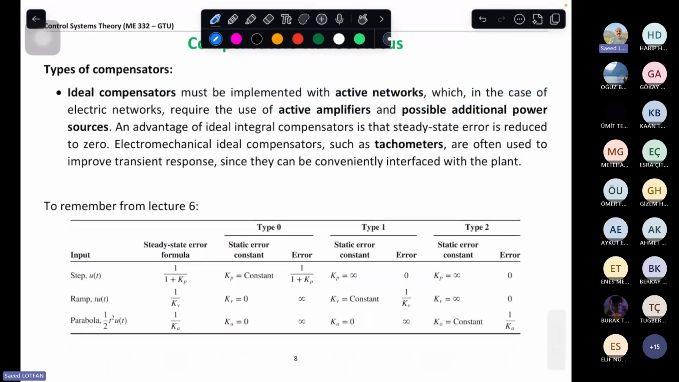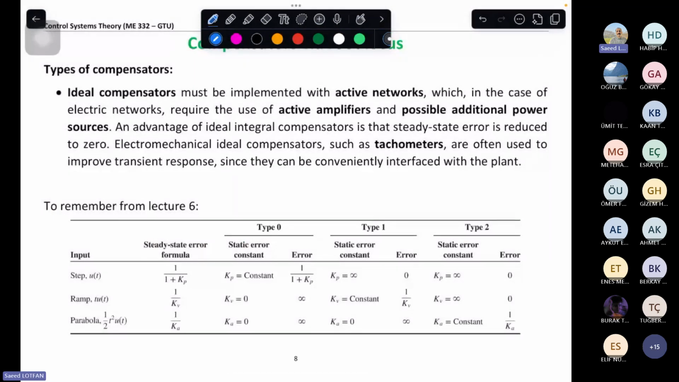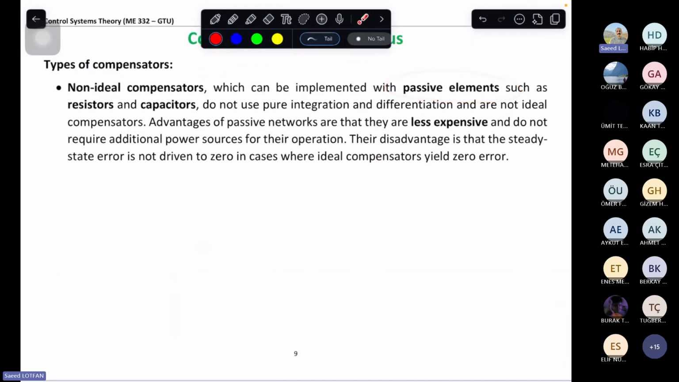So as I discussed, ideal compensators require active networks, and active networks means power amplifiers or possible additional power sources. So this means that they are using some power, so they are more expensive. And also, for non-ideal systems, we can use passive elements like some simple resistors and capacitors. So these passive resistors means that the system will be less expensive.